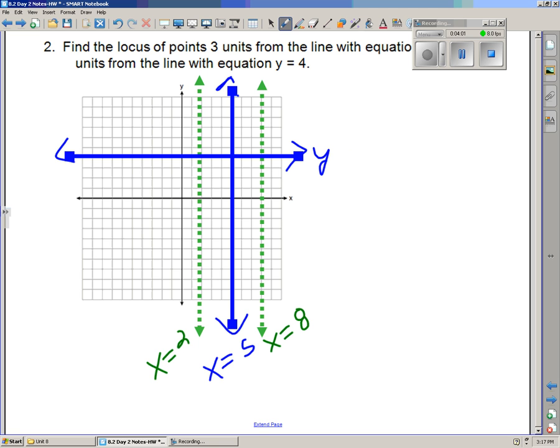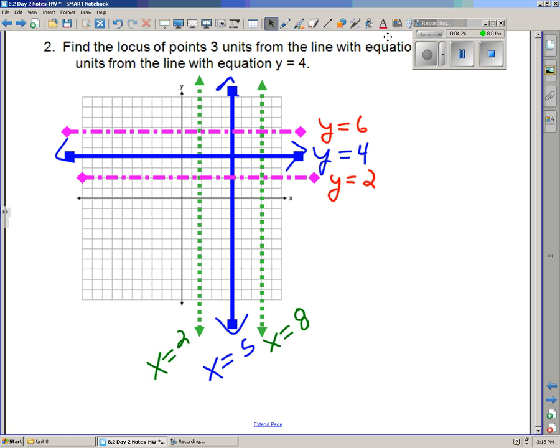So here's y equals 4. I want to now draw loci that happen to be 2 units away from y equals 4. So if I go 2 above and if I go 2 below, these two equations are y equals 6 and y equals 2. Well, my two sets of loci do intersect, and they intersect at 4 distinct points.